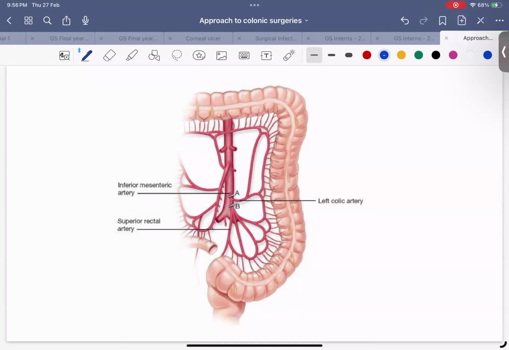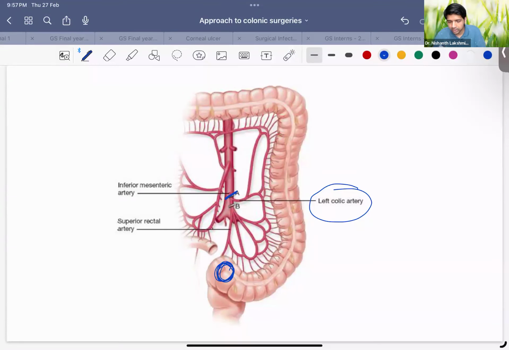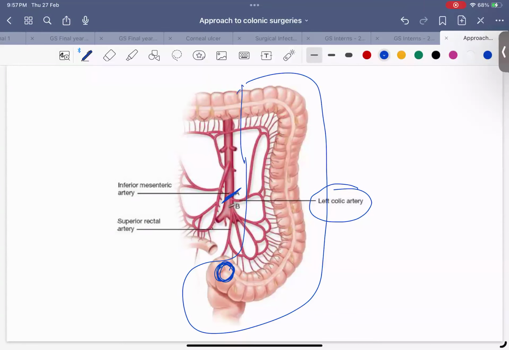No, sir. Chalo. Next. One last thing. There is something called high ligation of inferior mesenteric artery. High ligation means above the level where the left colic artery arises. Now, I hope you're understanding why I'm coming to this point. Let us say the tumor is here. If I do high ligation of inferior mesenteric artery, I have to remove this entire thing. Yes or no? Yes, sir.